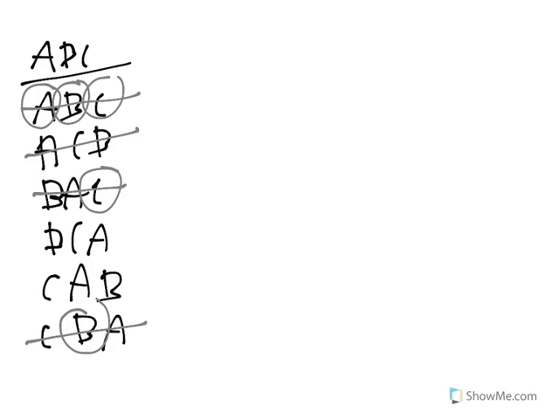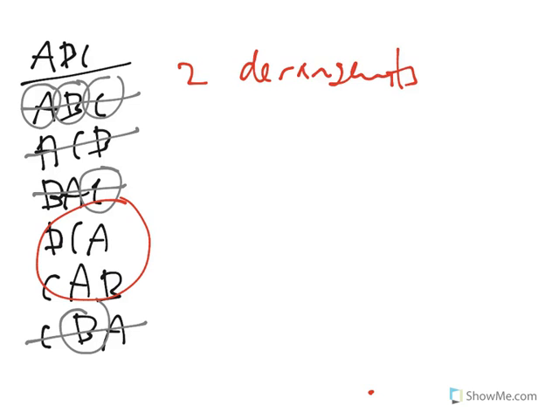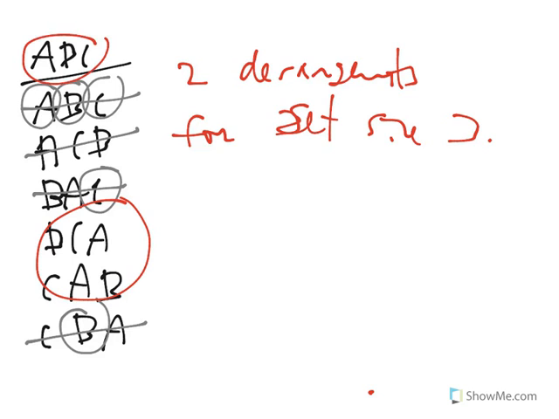ABC has a lot of things still in their original spot. All that remains are these 2 guys. So we say there are 2 derangements for set size 3. A derangement is a rearrangement of the objects so that nothing remains in its original spot. We could even say D3 equals 2.